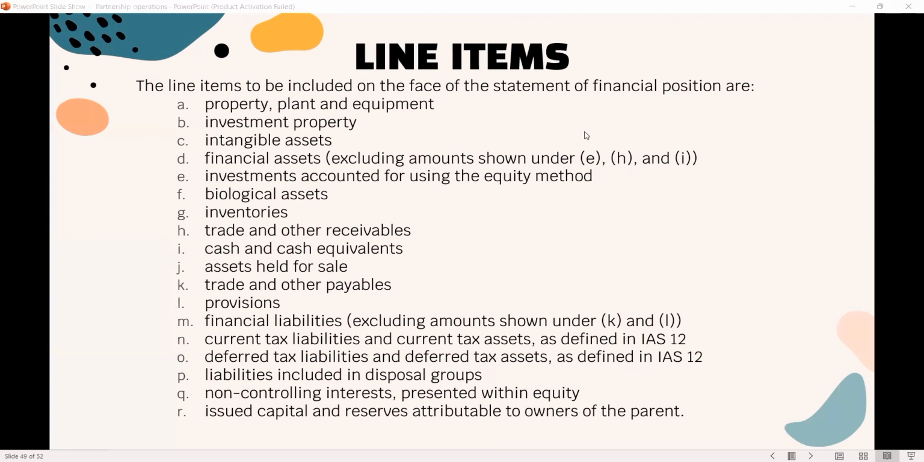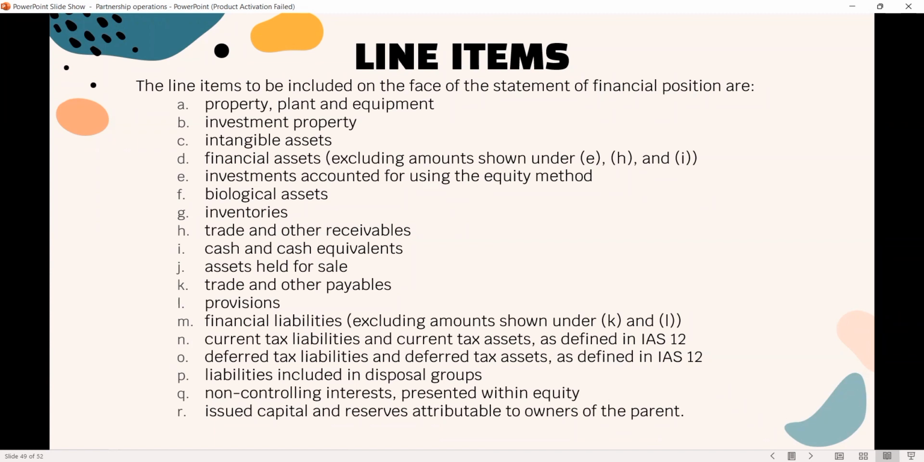Tapos, inventories, for example ng inventories are the raw materials, work in process, finished goods, and the overall whole. Tapos, cash and trade and other receivables, nandiyan yung account receivables. Tapos, cash and cash equivalents, yung cash. Cash in bank, petty cash fund.